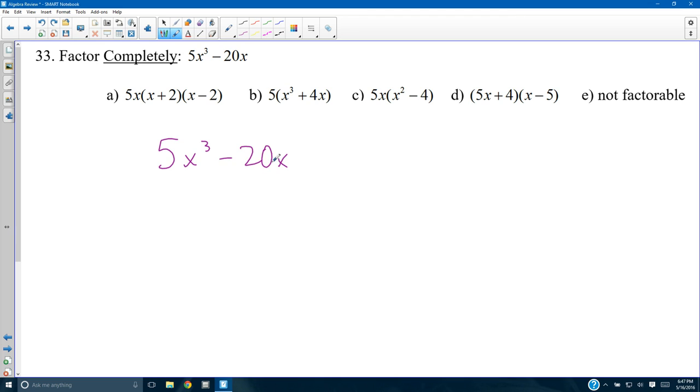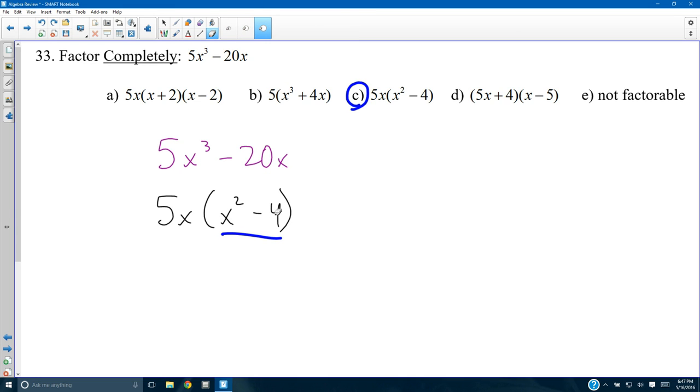X is a common factor of both terms. 5 is also a common factor of both terms. If you factor out 5 and x, you're left with x squared minus 4. Okay? So these are both the same thing. Now within here you have a quadratic. So you haven't factored completely. Notice how this is underlined? Notice how C, like, oh, look, C's my answer. Problem is, this is still factorable. So you're not done with this problem. We got to do some more.